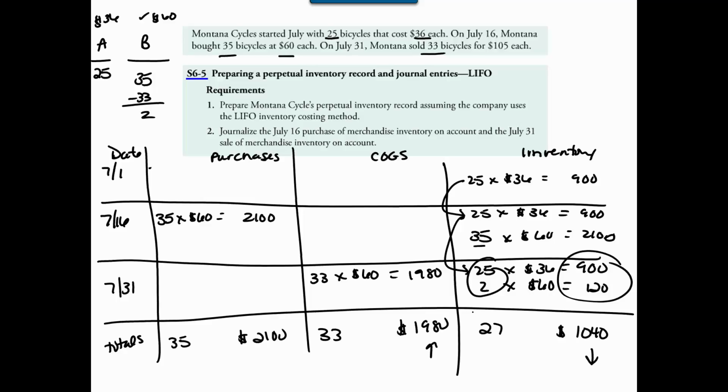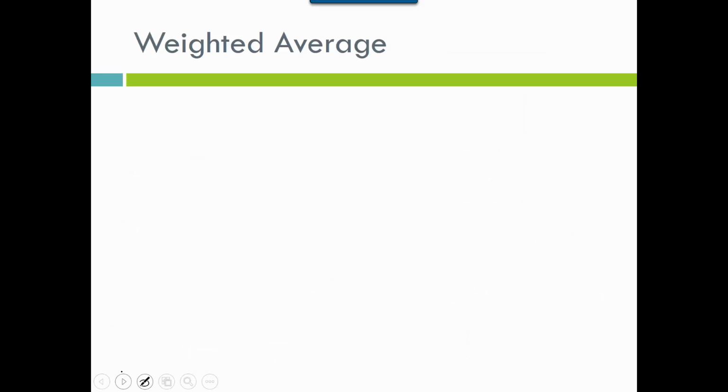So the purchase will look exactly the same. The sale will look exactly the same. It's just when I debit cost of goods sold and credit merchandise inventory, it's for $19.80. And then the last method we want to look at is weighted average.